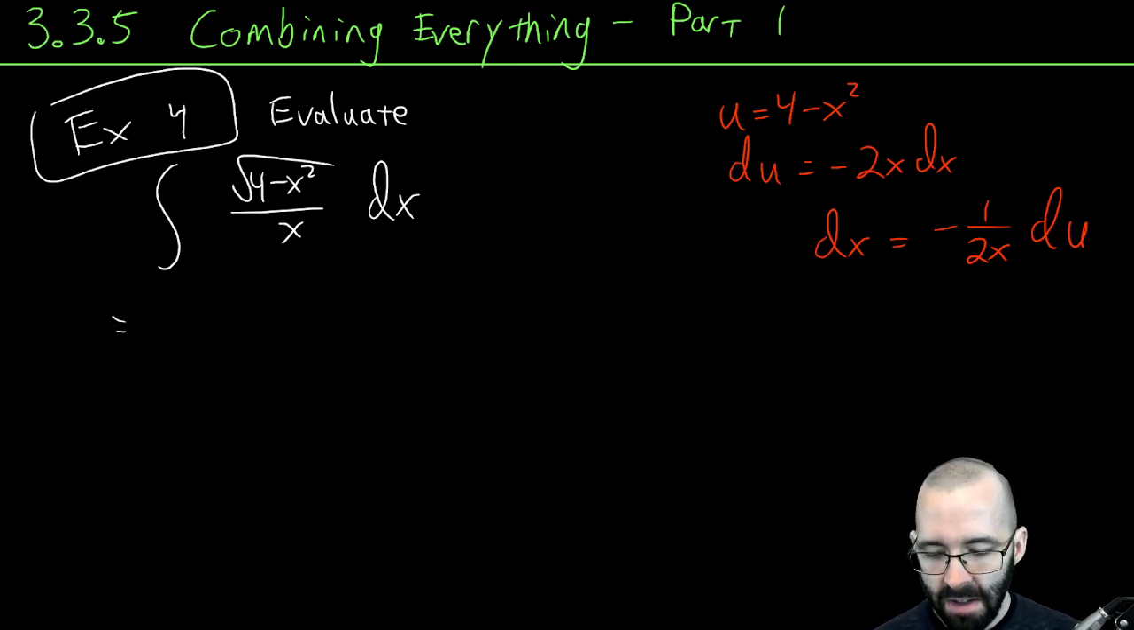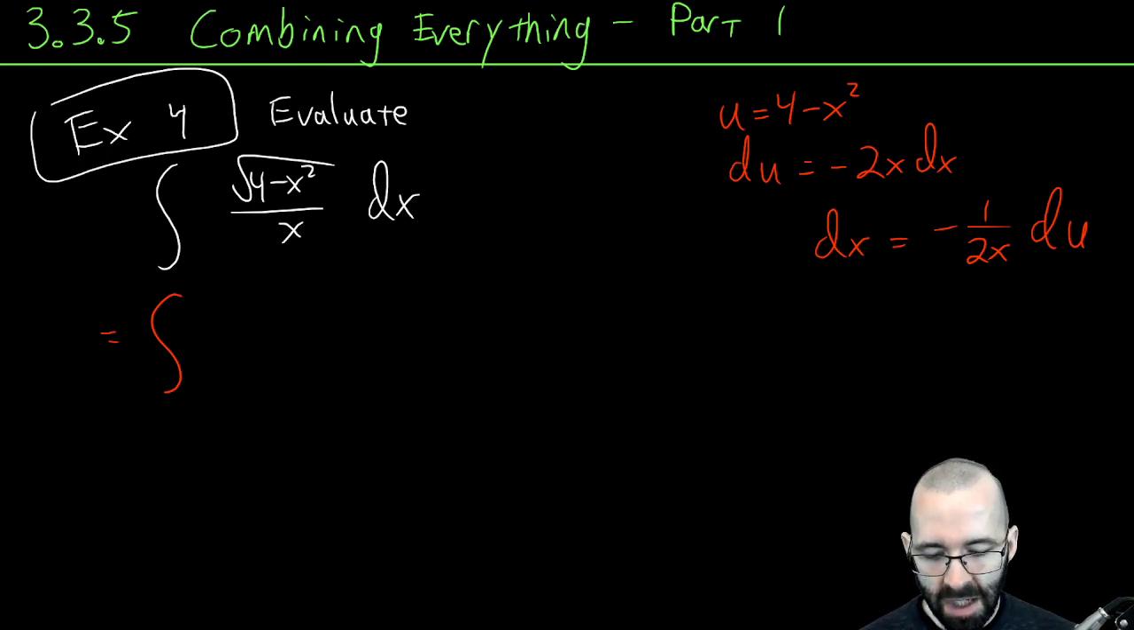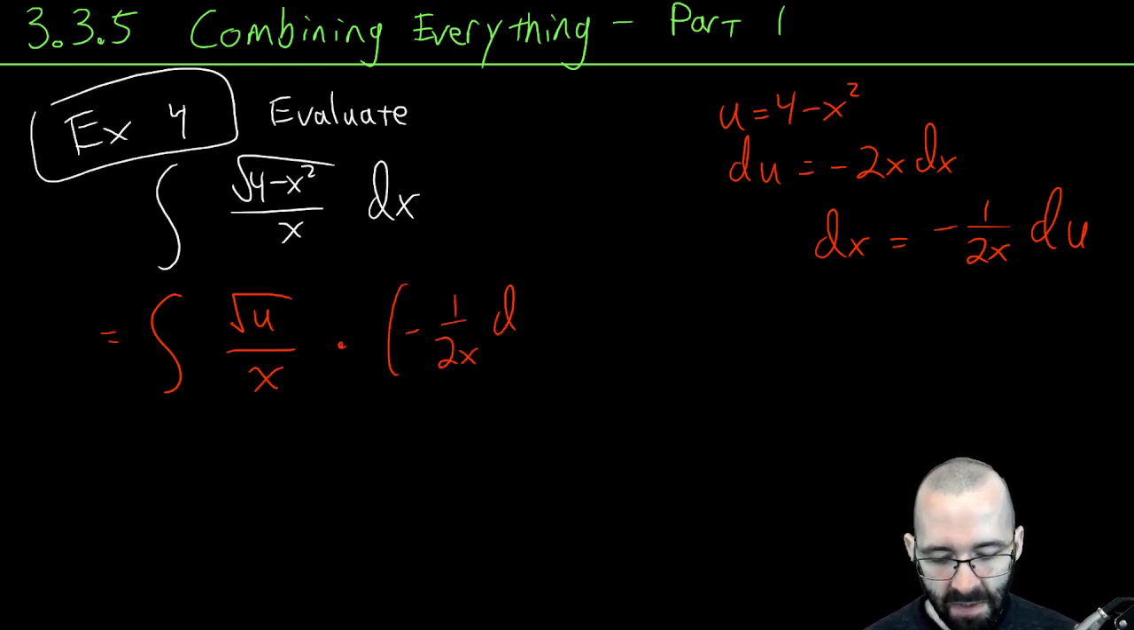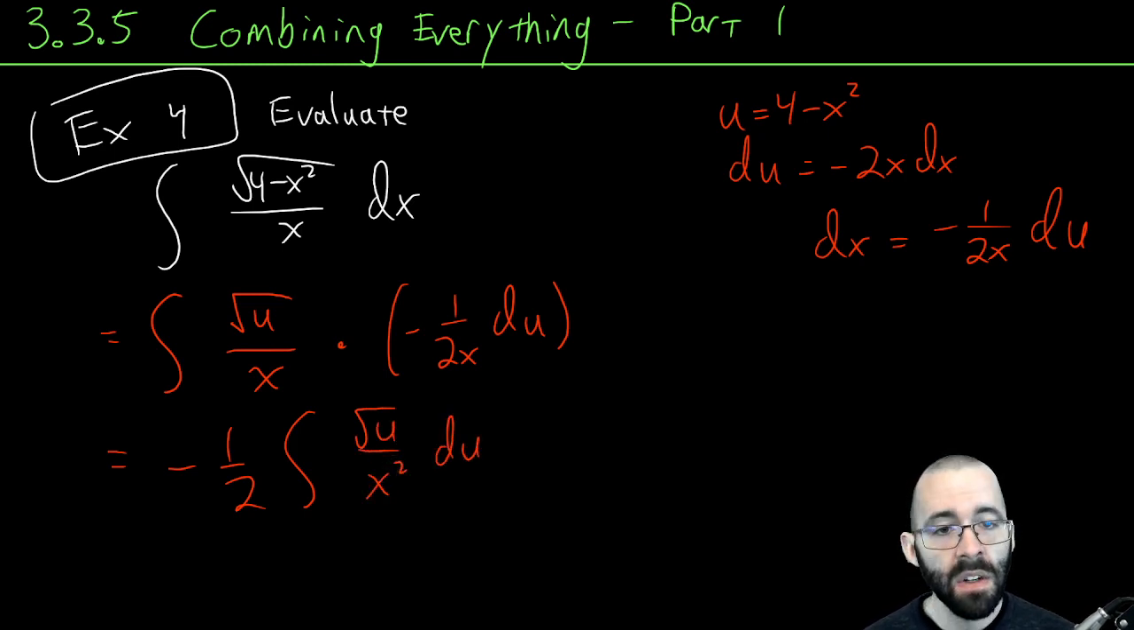And if we do that, I'm going to keep this in red. We might erase it all, but I just want to really reaffirm that I want you to look at this. If we have this, this just becomes the square root of u. I'll have an x down here. And this becomes negative 1 over 2x du. The negative a half comes out in front. Square root of u over x squared du.